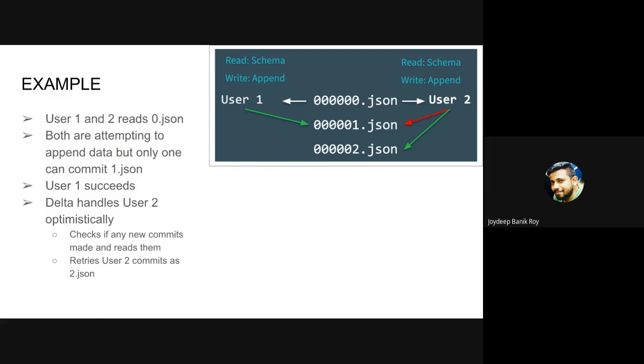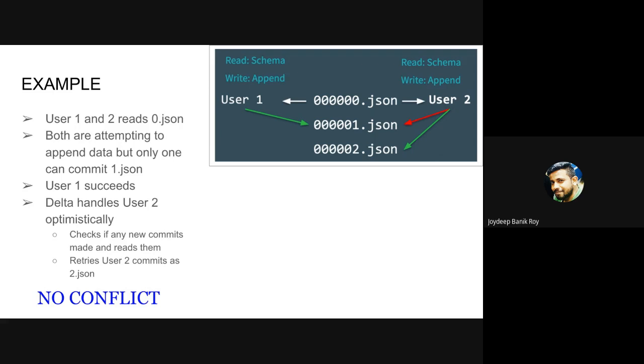But user one succeeds. As soon as user one succeeds, Delta doesn't throw an exception. Delta handles it optimistically. It checks if any new commits were made. Yes, a new commit is made, 001 JSON is available. It reads it and sees that this is the case of no conflict, actually. It sees whether it is conflicting with any of the files that user two is working with. If not, it will just go ahead and try user two's commit, which was earlier going to be 1.json, with 2.json.